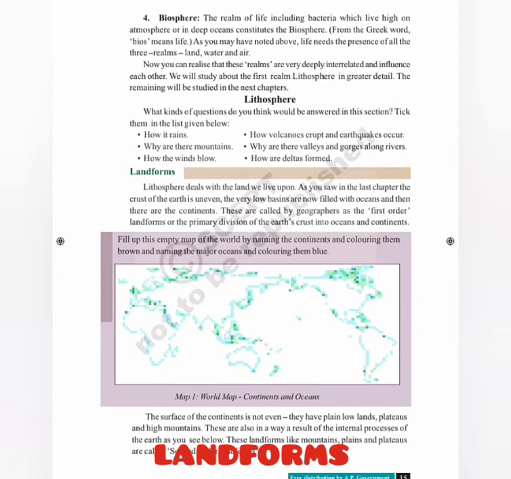Children, do this exercise. Map 1, the world map given here. Here, continents and oceans you have to observe. Use the brown color to identify the continents and blue color for oceans, and write the name of a continent and ocean.